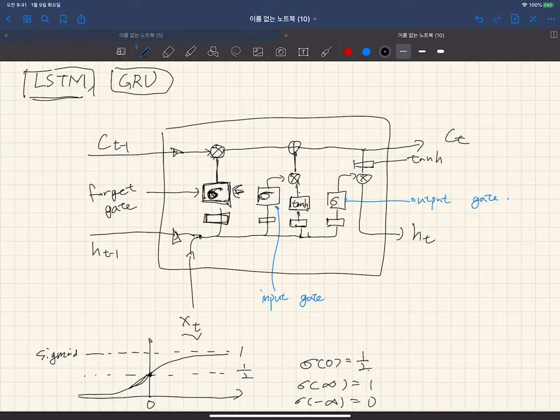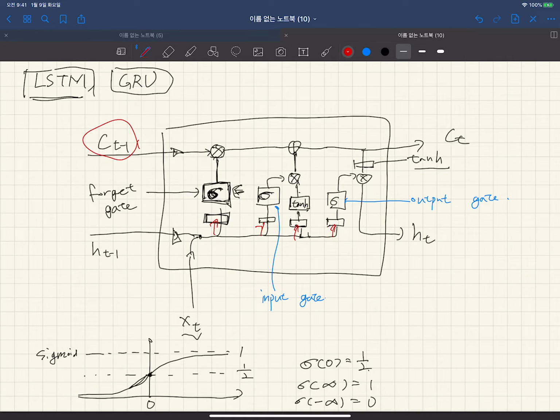Everything is controlled by 3 different gates, and some information is manipulated with the hyperbolic tangent nonlinear activation function and several parameters. Okay, then we can store new information from the newly coming input xt, and we can keep the previous information using the forget gate.